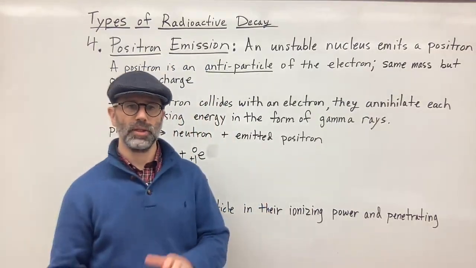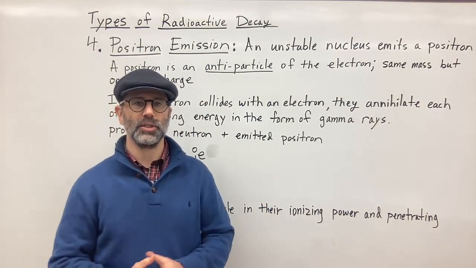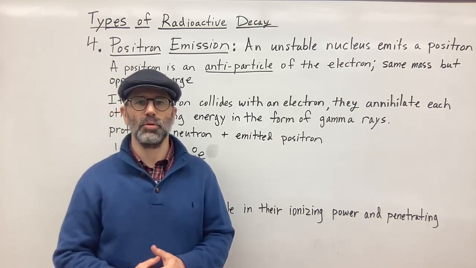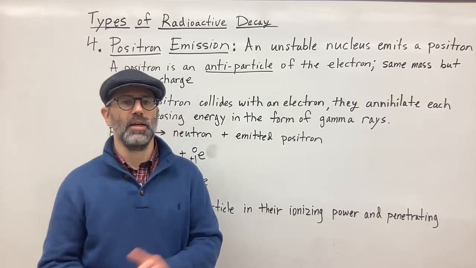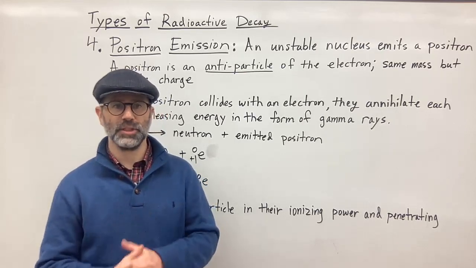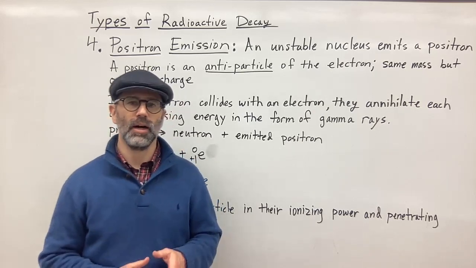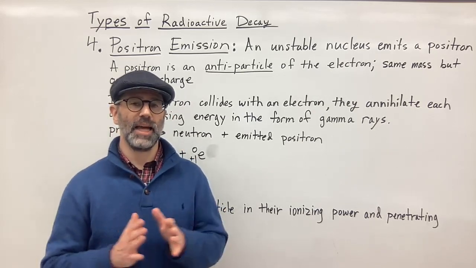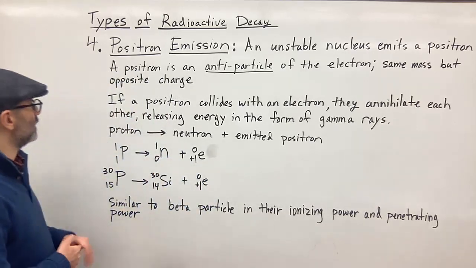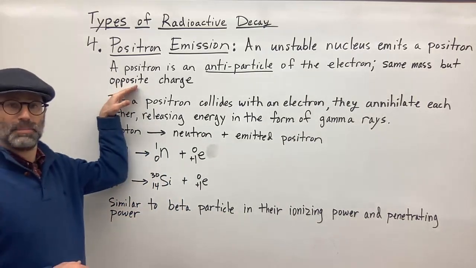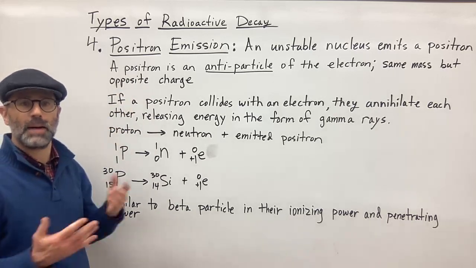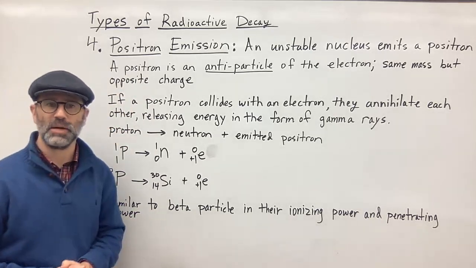Okay, so the fourth thing we're going to talk about is positron emission. Positron emission is where an unstable nucleus emits a positron. So, what is a positron? Well, the positron, as the name kind of suggests, is an antiparticle of the electron. What that means is that it is a particle that has the same mass as the electron, but the charge is the opposite. So it's the opposite of a negative electron. So it has a positive charge. It's like a positive electron. That's the best way to think about it.